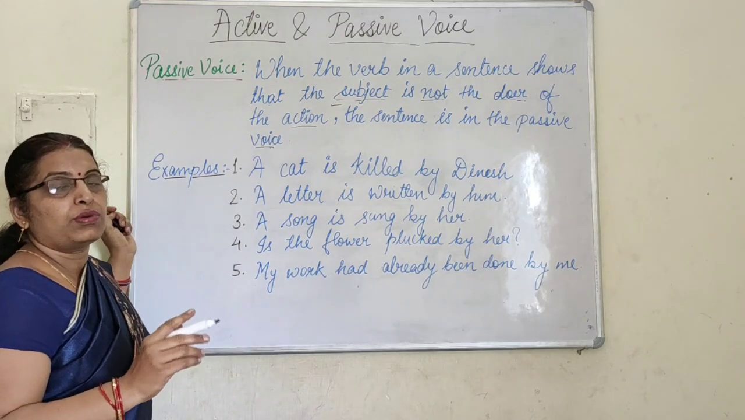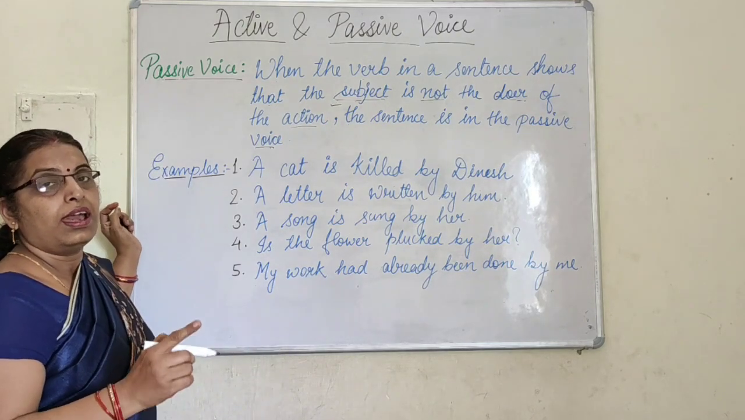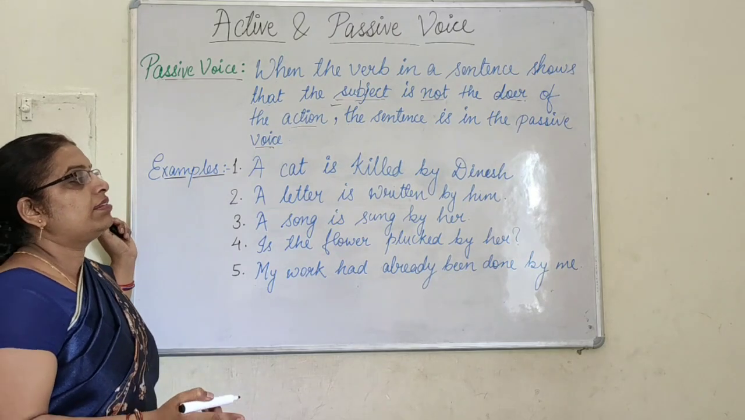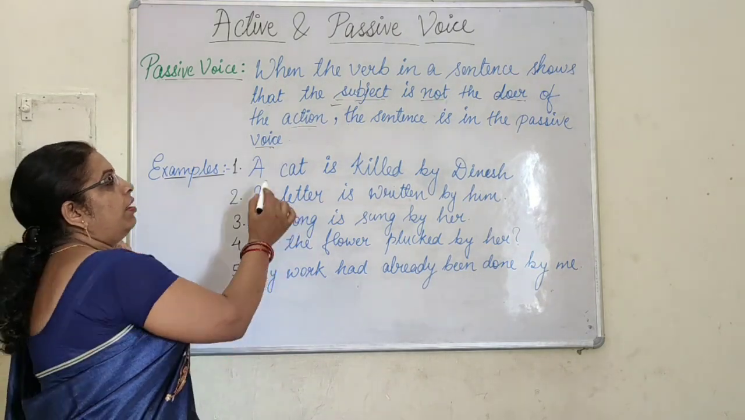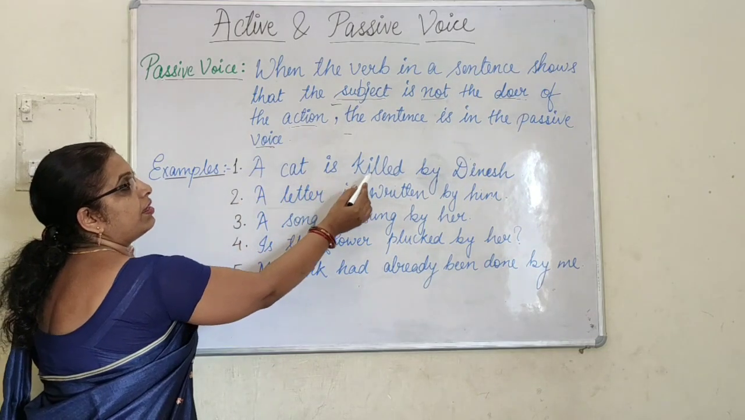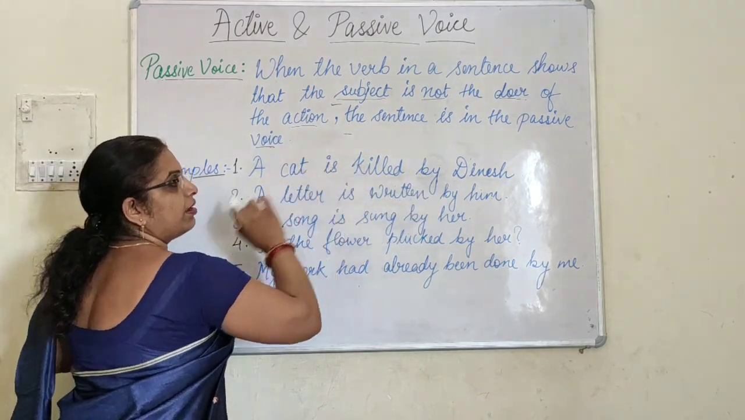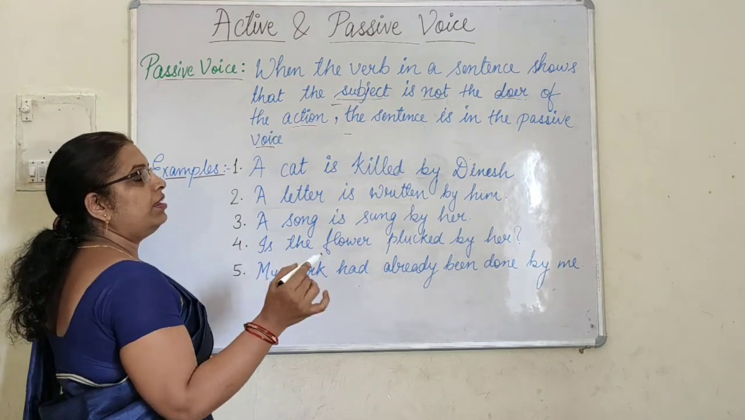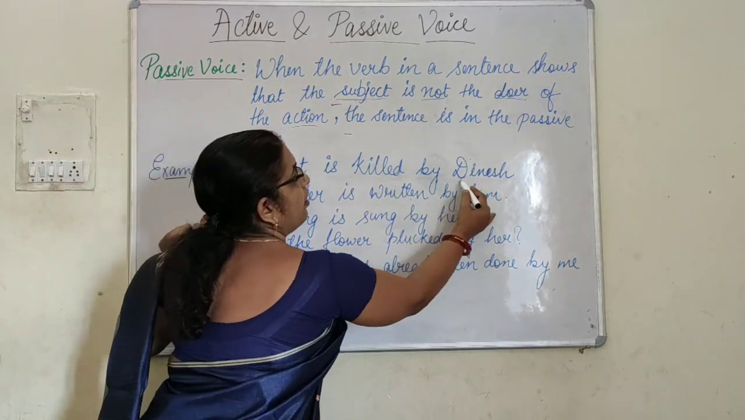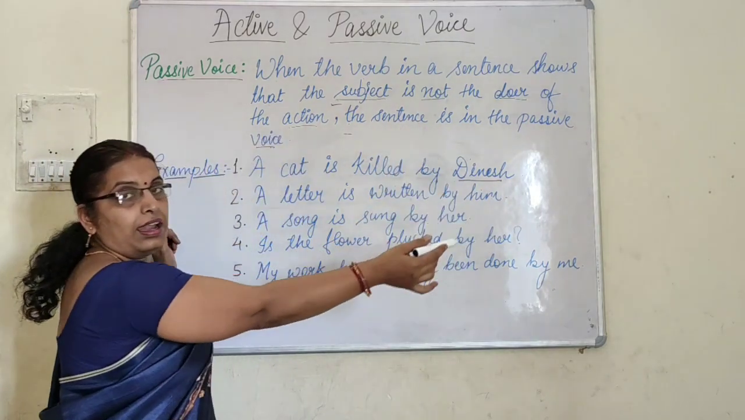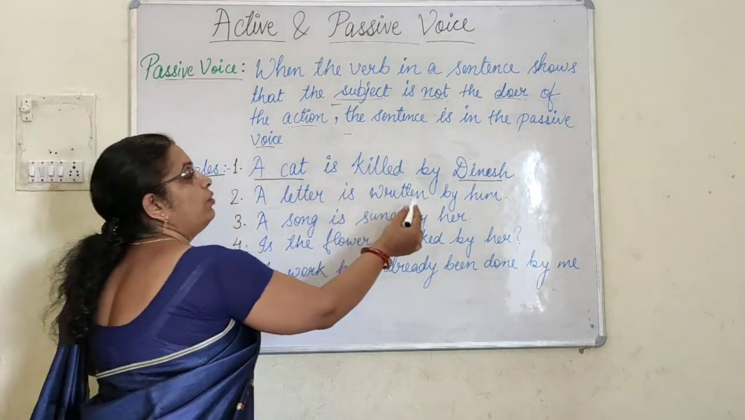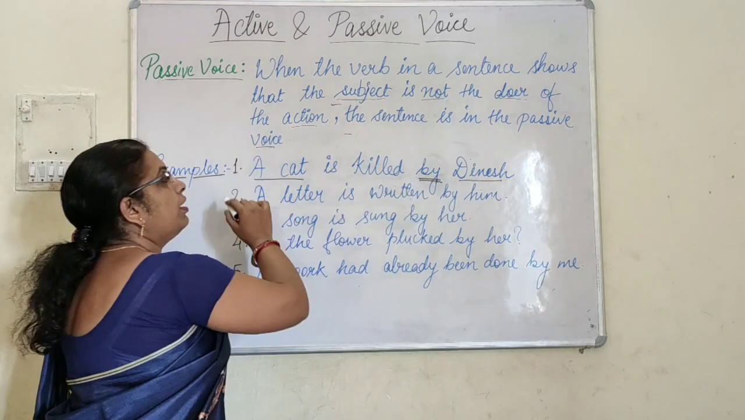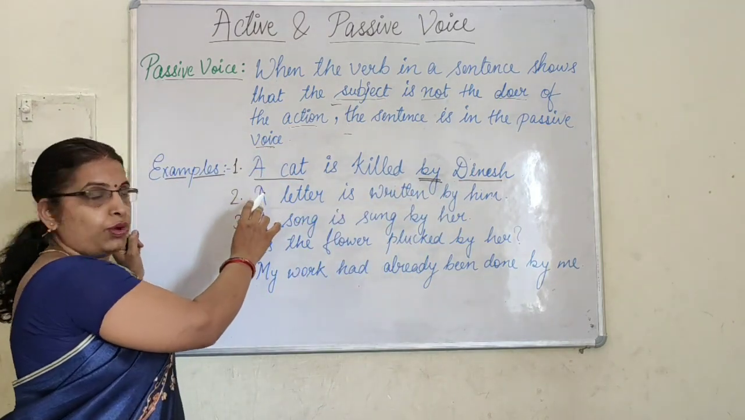See the examples. Whatever sentences we have written in active voice, the same sentences are changed into passive voice. You see how it is done. A cat is killed by Dinesh. In the previous sentence, Dinesh killed a cat. Now Dinesh is written at last and the object is written in front and the word by is used. This sentence is in passive voice.